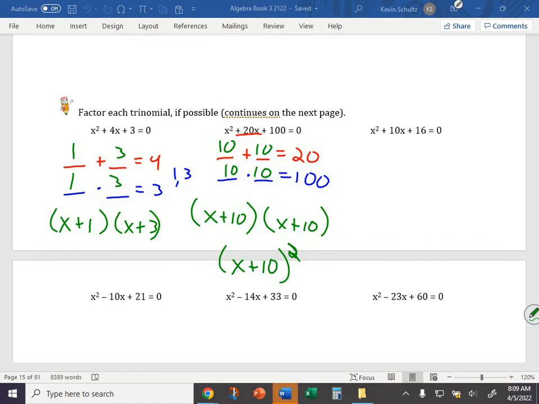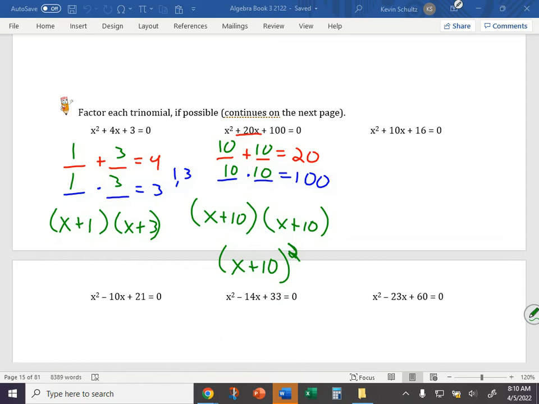Has anyone come across one that they think is not possible? Vince? The very last one. Can you read it? X squared plus 10x plus 16. Okay, x squared plus 10x plus 16. Do we agree that that one's not possible? What's our combination? 8 and 2, right? 2 times 8 is 16. 2 plus 8 is 10.